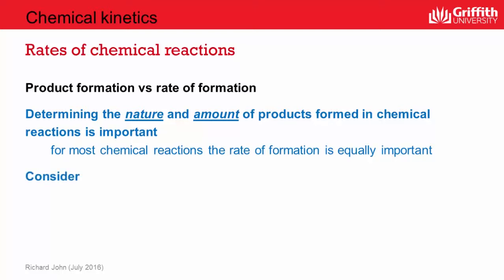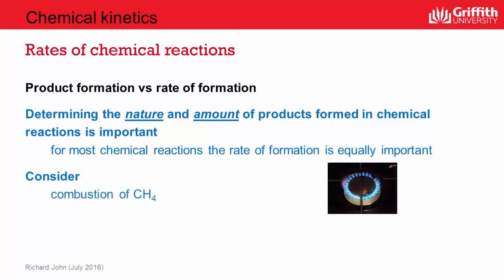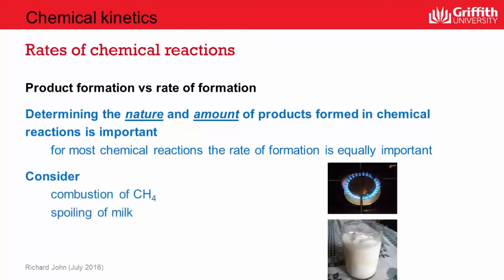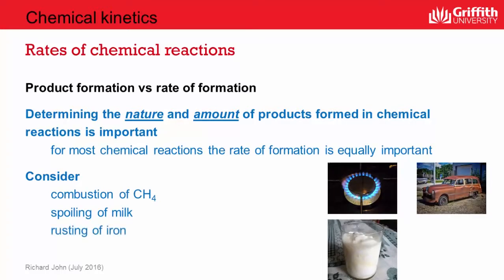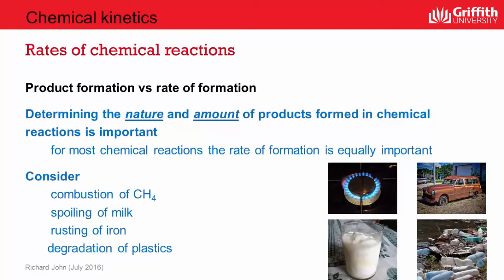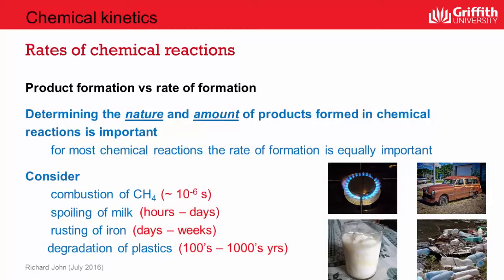For example, let's consider 4 common chemical processes: the combustion of natural gas, the spoiling of milk, the rusting of steel or iron, and the breakdown of plastic bottles in the environment. All of these reactions will take place given the presence of appropriate reactants, but all generally occur at varying rates, from timescales around a millionth of a second up to hundreds or even thousands of years.